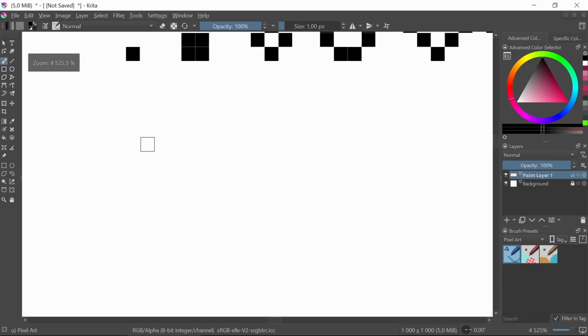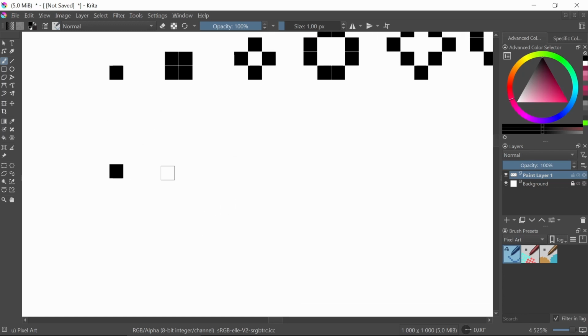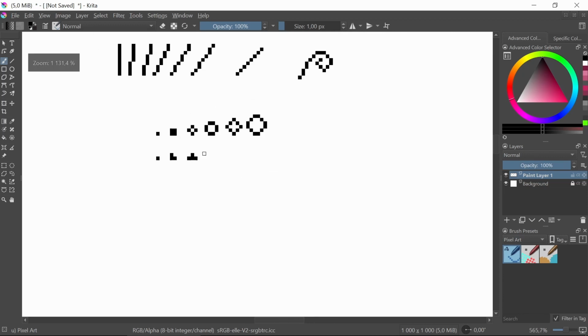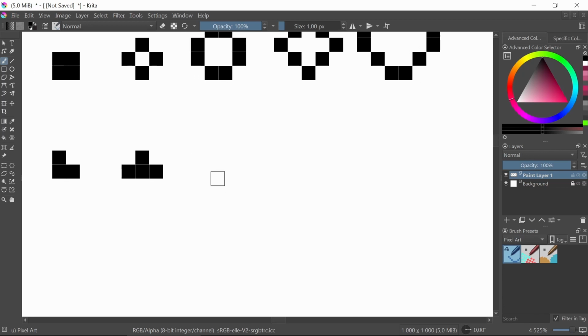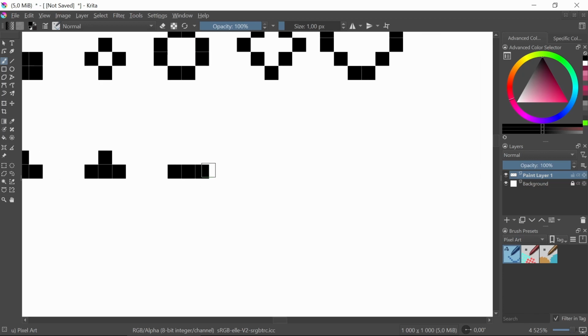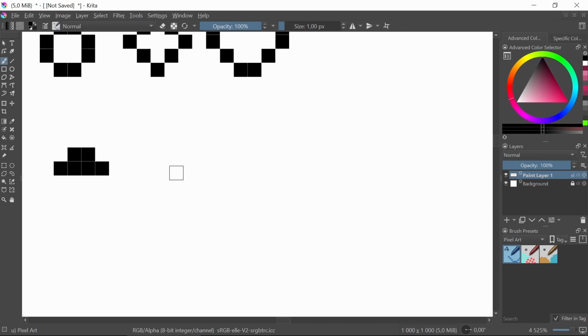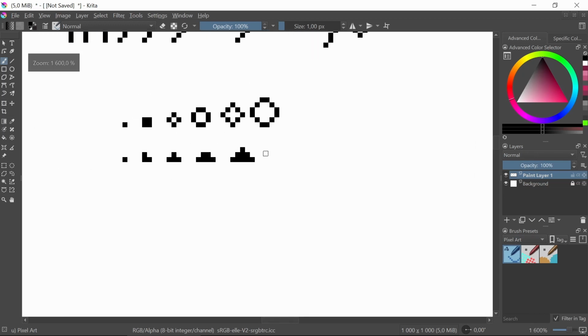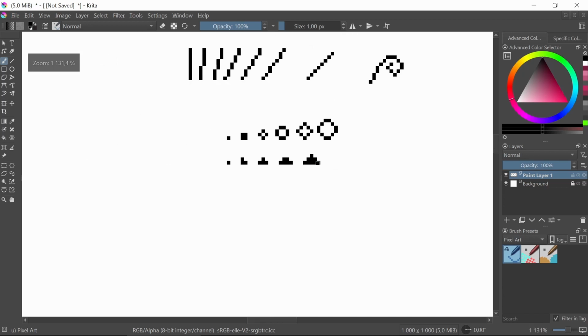Next, let's try a triangle. Again, one by one, we will only have a block. Two by two, we will have sort of a triangle. 3 by 3 pixels, we will have our first almost triangle. It looks more like a Tetris block there. Let's try 4 by 4. Same result. 5 by 5 is where it gets interesting, because we have our first proper triangle. We can always scale it up more if we have a need to do so.